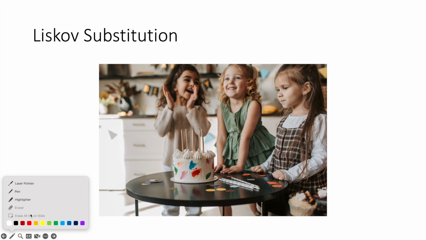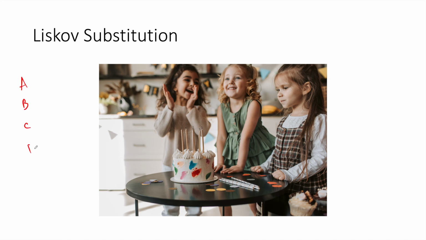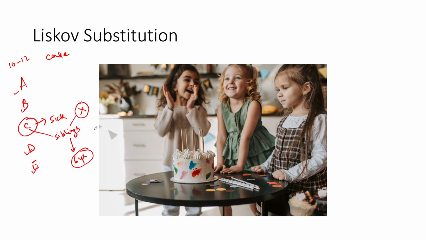Let's say there are a couple of kids, as we can see in the picture: A, B, C, D, E. There are 5 kids who have come along to bake a cake for a birthday party. But kid C fell sick. So C sent her sibling to join the rest of the friends to bake the cake. But the sibling is younger than C. Let's say all of them are close to 10 to 12 years of age, and the sibling is only 6 years old. So how many people do we have now? We have A, B, D, E, and instead of C, we now have the sibling, let's say X. So these are the 5 people who are working.